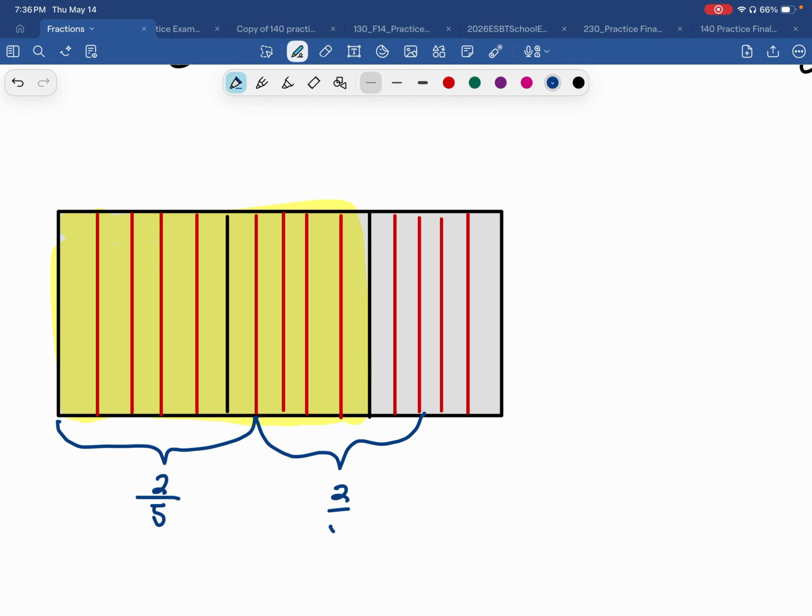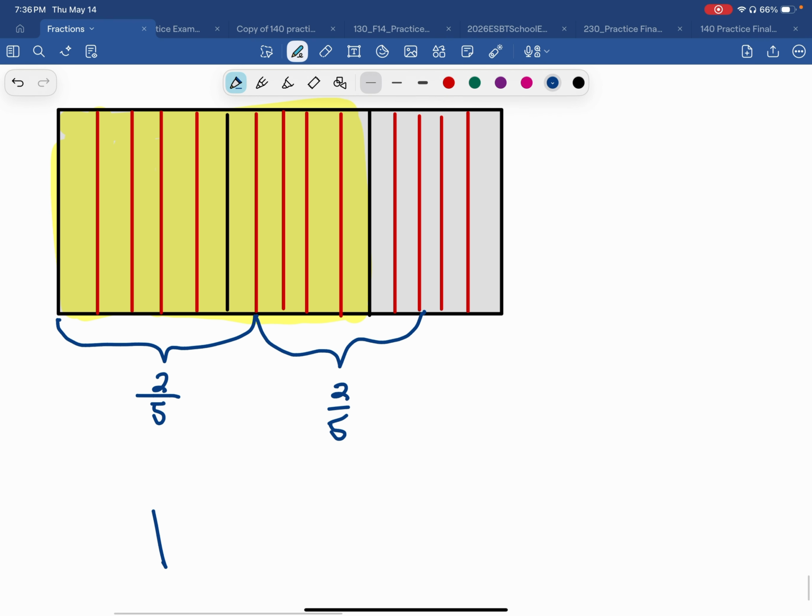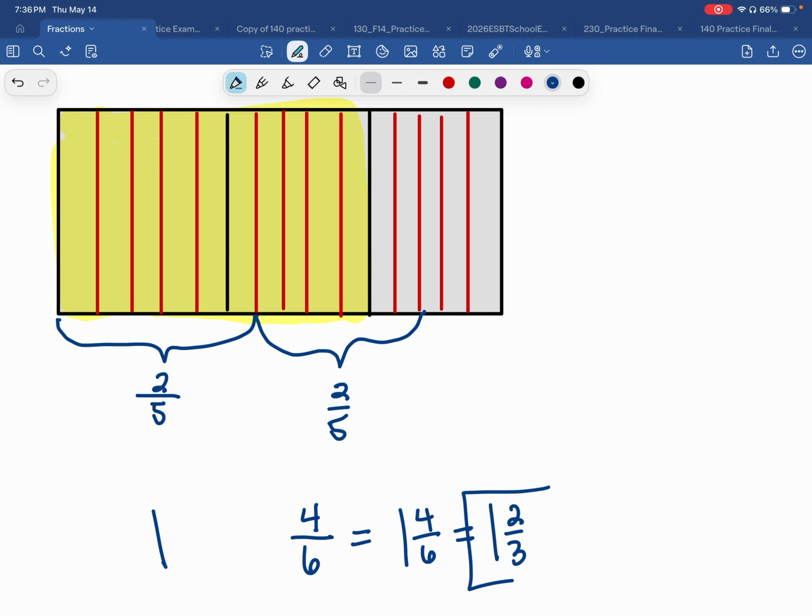Okay, so what do I have? Well, I have one whole 2/5 shaded in. And then my second one is divided into 1, 2, 3, 4, 5, 6 pieces. And we have 1, 2, 3, 4 shaded. So that means I have 1 and 4 sixths. Now you can reduce your 4 sixths, divide each by 2 to get 1 and 2/3.